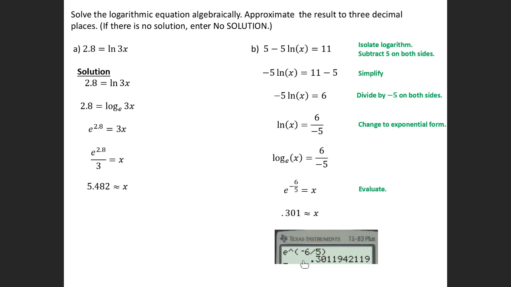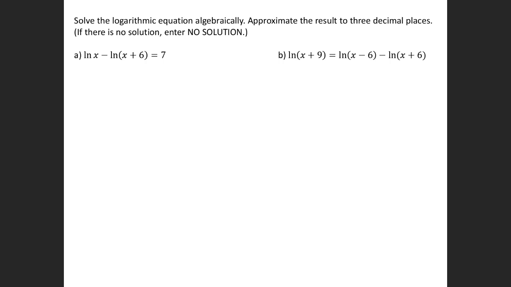Again, we want to encapsulate the negative inside the parentheses, so we make sure we get the right answer, and we get x is equal to 0.301. Okay, so our properties are going to come in very, very handy for solving these exponential problems. All right, so let's do a couple more.